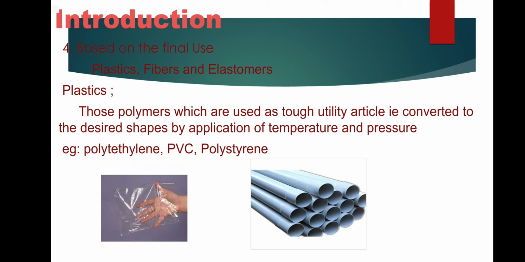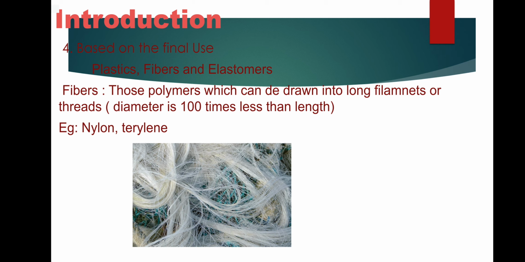Based on how it is used, we can classify into plastics, fibers and elastomers. Plastics are the ones which are converted into tough utility articles. Whatever we convert into articles that we use is plastic. To convert it, we apply temperature and pressure. Polyethylene bags, PVC pipes, these are all examples of plastics. Whatever we come across today, your pen, your book covering, sometimes your dress, polyester, nylon, all these are examples of plastic. When this polymer is converted into a fiber, what does fiber mean?